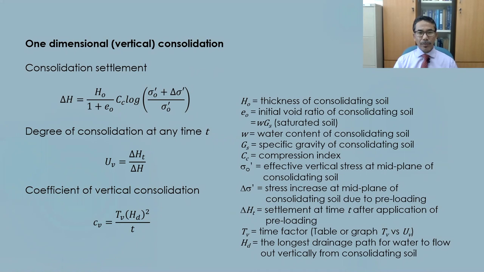Similarly, if the water is allowed to flow only downward, the H sub d also equals the thickness of the consolidating soil. However, if water is allowed to flow in both directions, upward and downward, because the overlying soil and the underlying soil are permeable, that case is considered as a double drainage, then H sub d equals the thickness of the consolidating soil divided by 2. So those are the equations related to one-dimensional consolidation that we may refer to in the design later on.